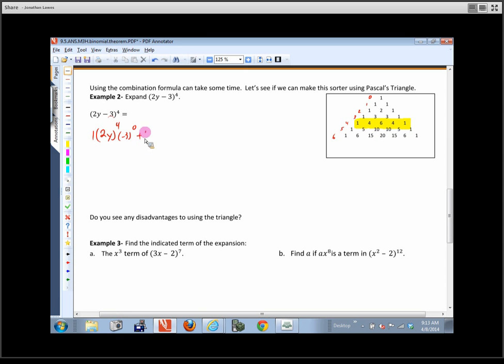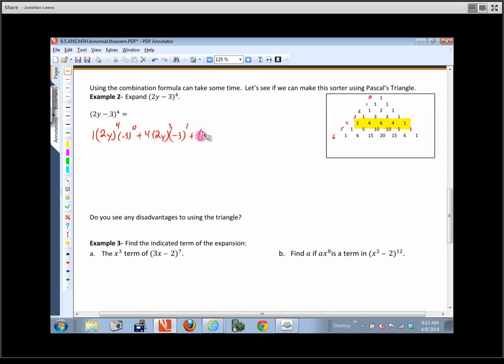a 4. Okay? And then I'm going to have 2y raised to the third, and I'm going to have negative 3 raised to the first. Okay? These exponents are always going to add up to be 4, and the first one's going to go down while the second one goes up.